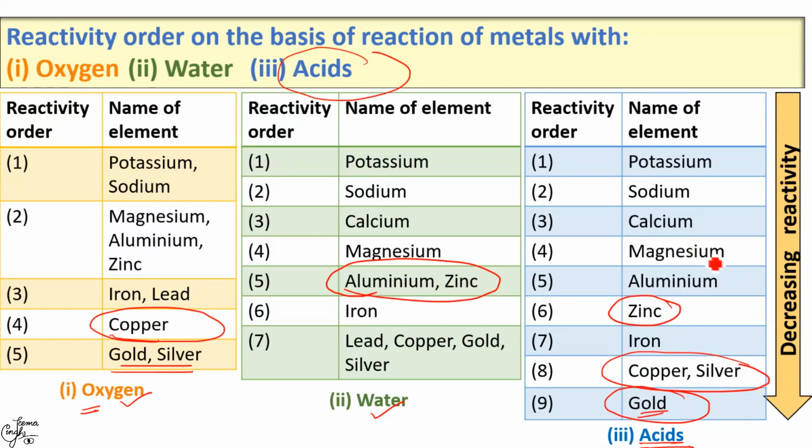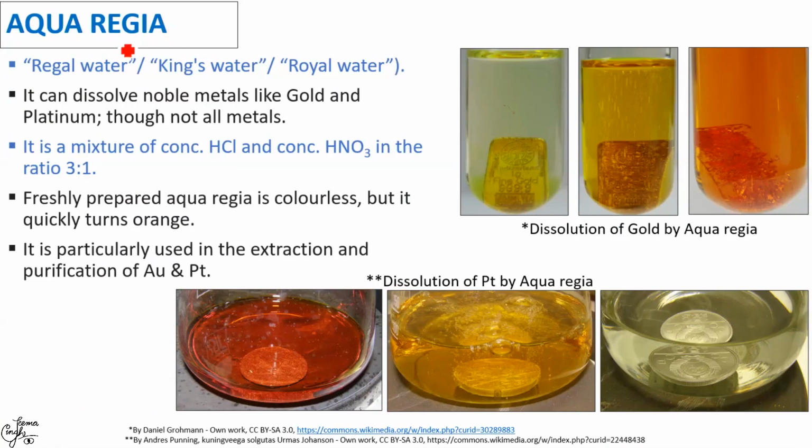Now students, I mentioned a little while ago that gold and platinum do not dissolve in any of the three mineral acids. But is there an acid that dissolves these noble metals? Yes, and the name of that acid is Aqua Regia.